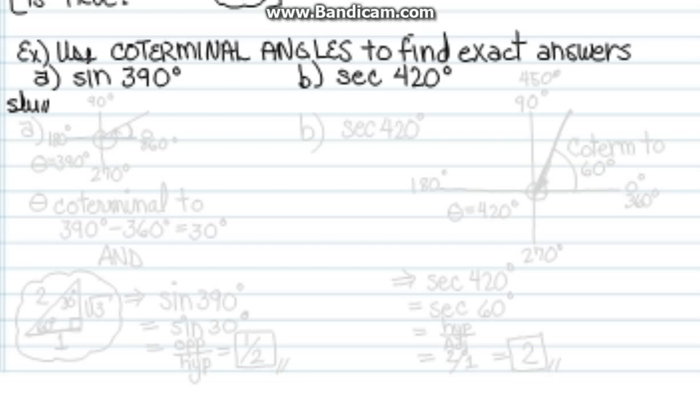All right, so the first one, part A, is the sine of 390 degrees, while the second one, B, is the secant of 420 degrees. So let's do part A.